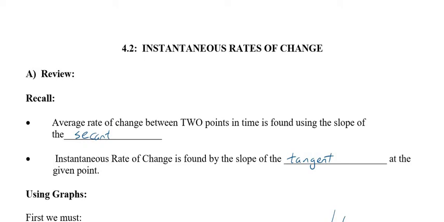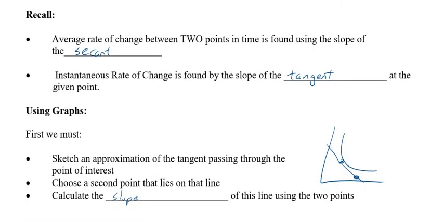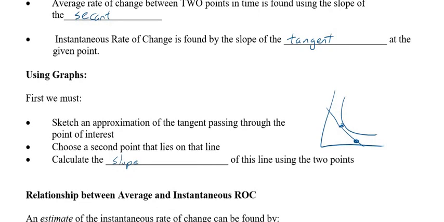We said the average rate of change between 2 points in time is found using the slope of the secant. And the instantaneous rate of change is found by the slope of the tangent at the given point. And we said finding a tangent is a little bit tricky. What we're going to do is sketch an approximation of the tangent passing through the point of interest, which I've shown in this diagram on the side. Then we're going to pick another point, which I've drawn off to the side on our graph, one that's off of the curve, and then we can calculate the slope.